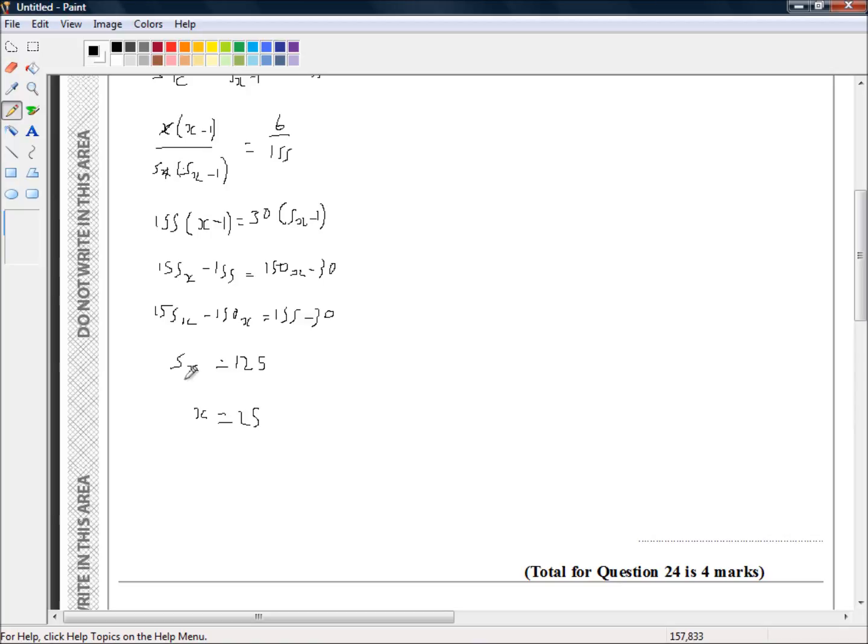You can just do that as saying 5 goes into 12 twice, remainder 2, 5 goes into 25, goes 5 times.